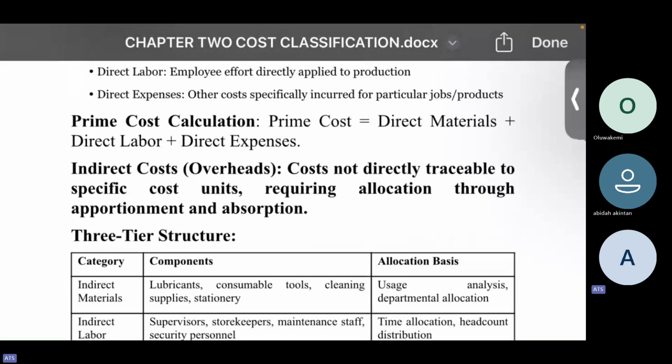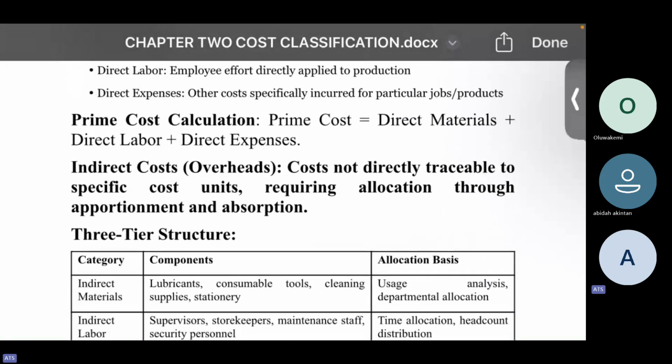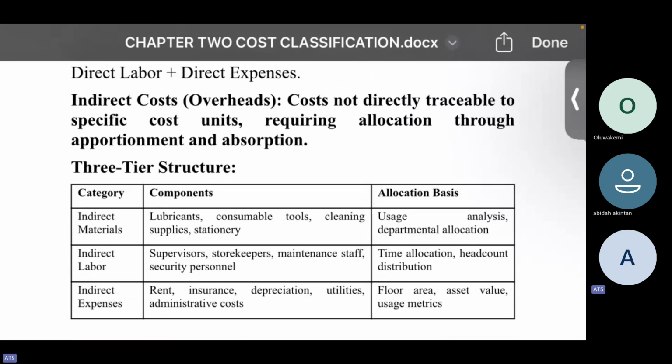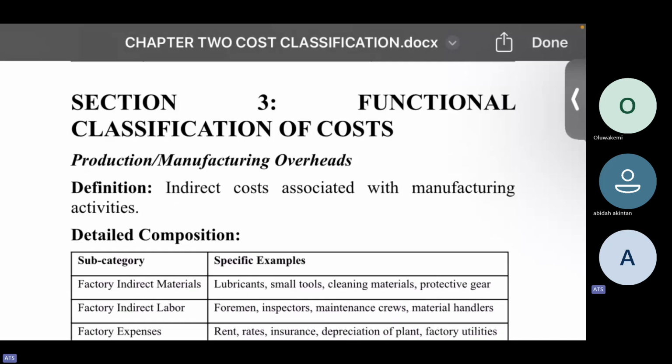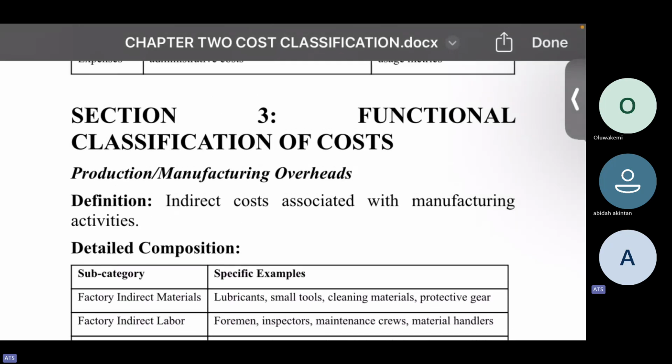One more thing. Let me mention that when you add direct materials, direct labor, and direct expenses, you have prime costs, right? When you add indirect costs together, indirect materials, indirect labor, and indirect expenses, you have overheads. Is that clear?